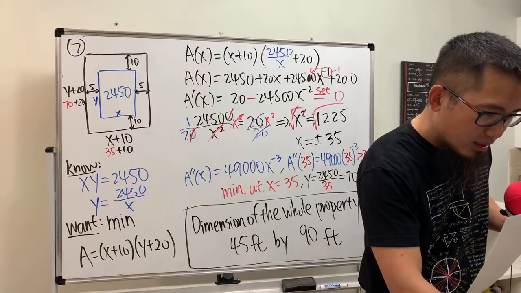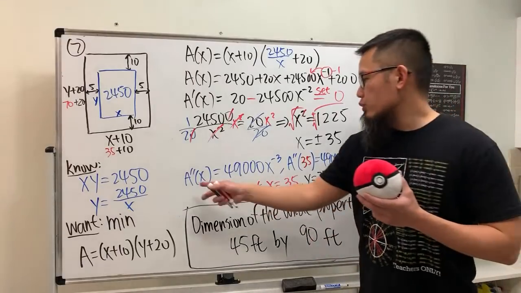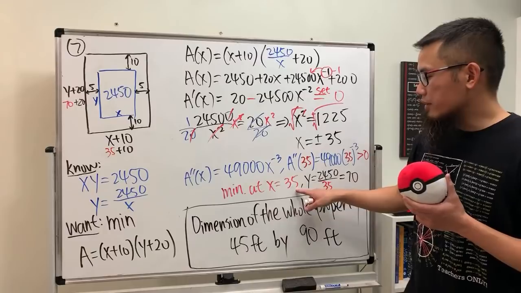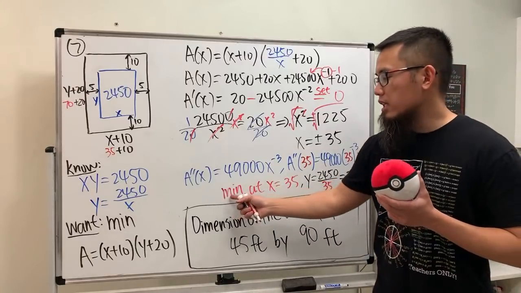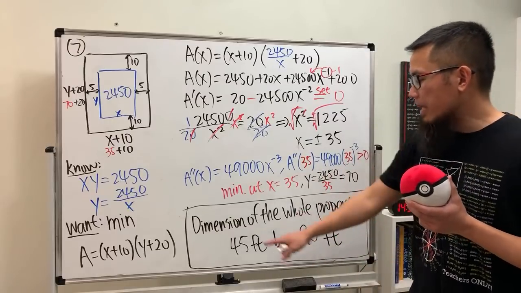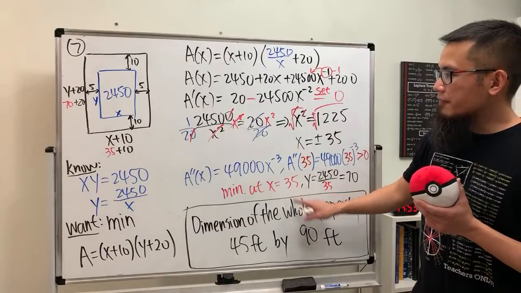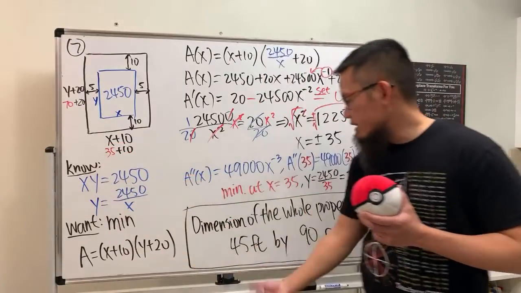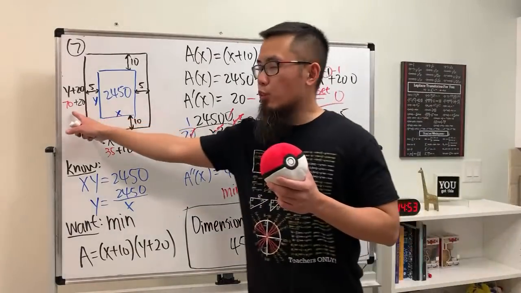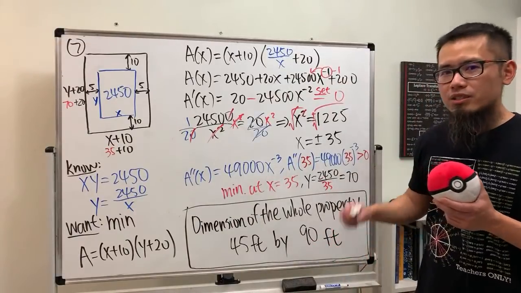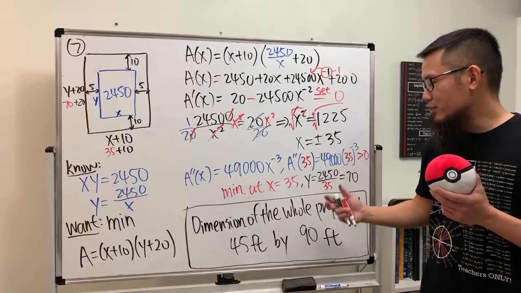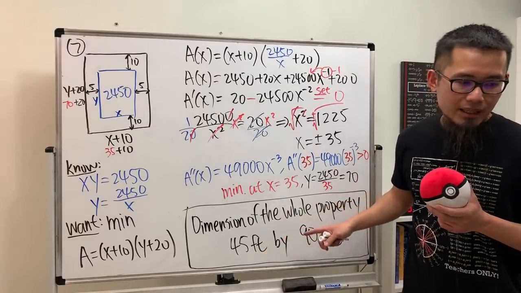But anyway, I will go over this real quick with you guys. You again do the typical second derivative test, and you'll see that when you have x equal to 35, y is equal to 70, and that will indeed give you a minimum. And finally, you have to answer what the question is asking, which is the dimension of the whole property. So you have to put 35 into this x here, and you get 45. And then when you put 70 into the y here, you will get 90 feet. So remember, you always have to answer what the question is asking. So the dimension of the whole property is 45 by 90.